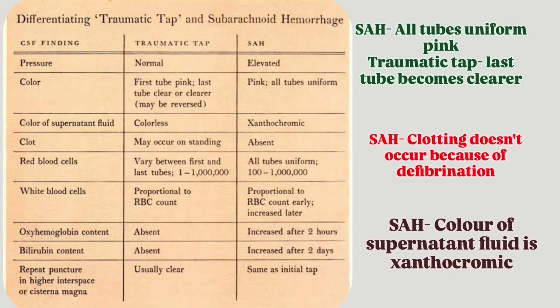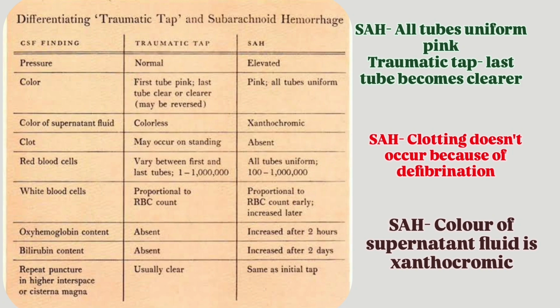The redness of the test tube can either be due to subarachnoid hemorrhage or due to traumatic tap. Traumatic tap basically means injury during the lumbar puncture procedure. So how to distinguish between a subarachnoid hemorrhage and a traumatic tap? In subarachnoid hemorrhage, if we fill all the three test tubes, all the tubes will remain uniform pink, while in traumatic tap, the last test tube will become clearer.